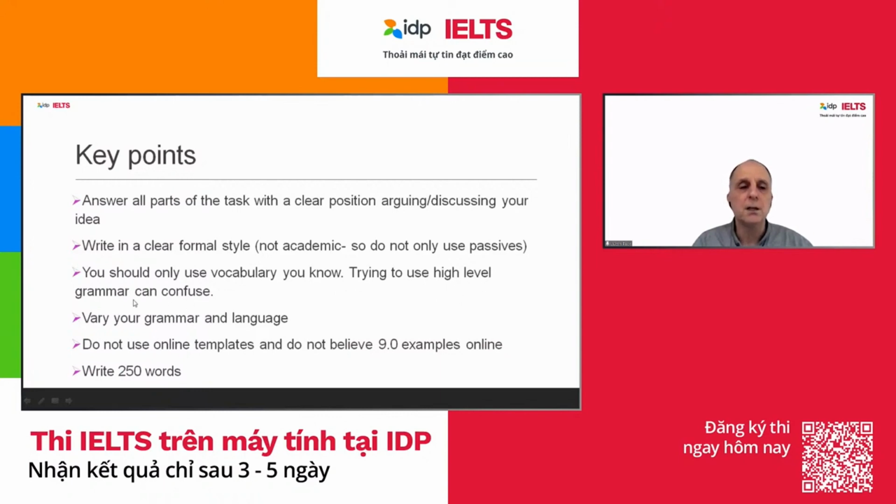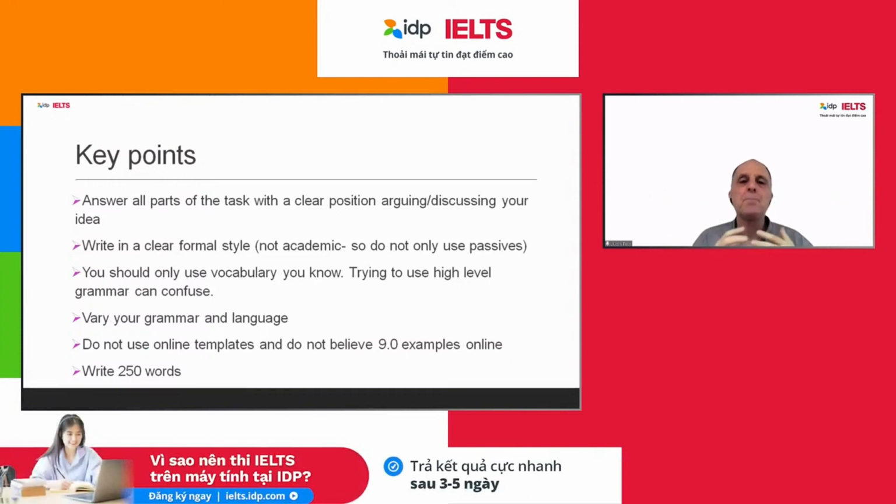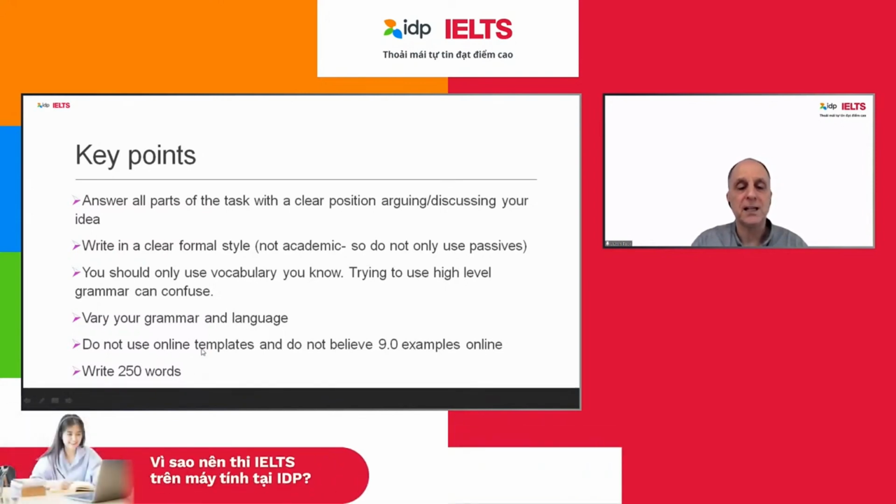You should only use vocabulary you know. Trying to use high-level grammar and vocabulary can confuse. Vary your grammar and language as well. Do not use online templates and do not believe 9.0s online. Lots of these sites try to get you to the sites and promise you a 9.0. Remember, IELTS is about being precise, having the language, and being able to write that clearly. Obviously, we need 250 words as well for task 2.